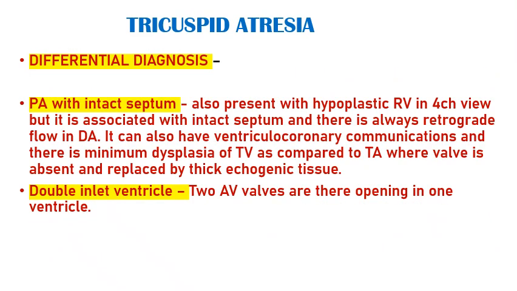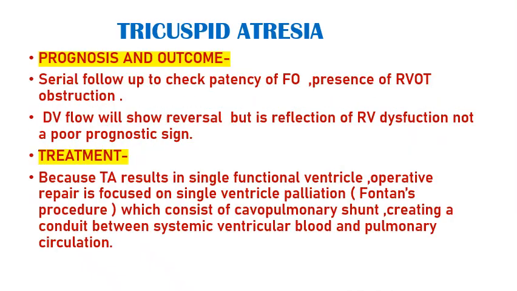In differential diagnosis, we can check pulmonary atresia with intact septum. It also presents with a hypoplastic right ventricle in four-chamber view, but it is associated with an intact septum and there is always retrograde flow in ductus arteriosus. It can also have ventriculocoronary connections, and there is minimal dysplasia of the tricuspid valve as compared to tricuspid atresia, where the valve is absent and replaced by thick echogenic tissue. Double inlet ventricle is one in which two AV valves are there with opening into one ventricle.